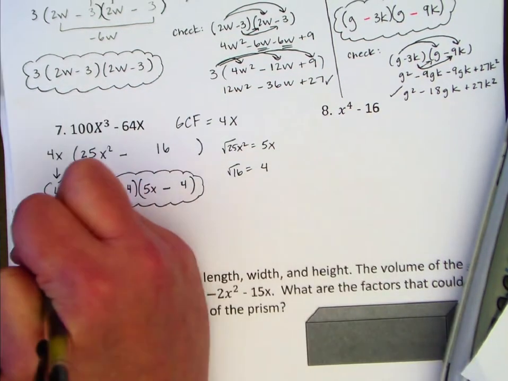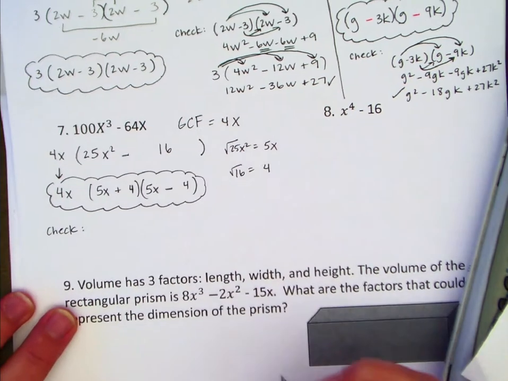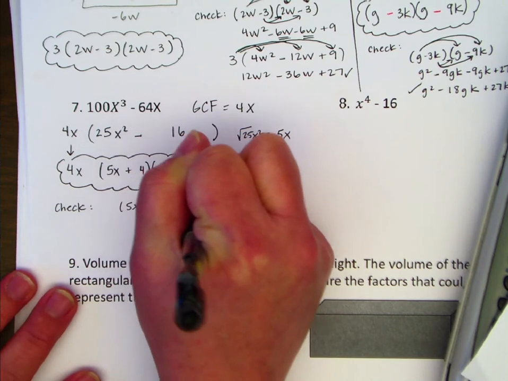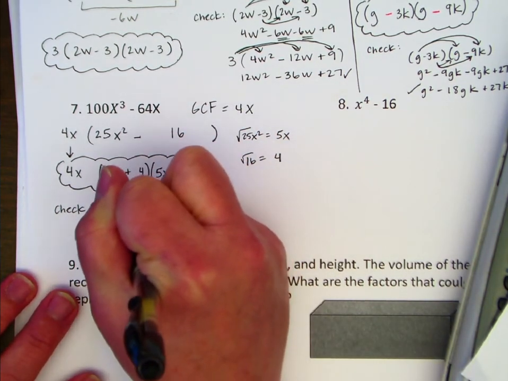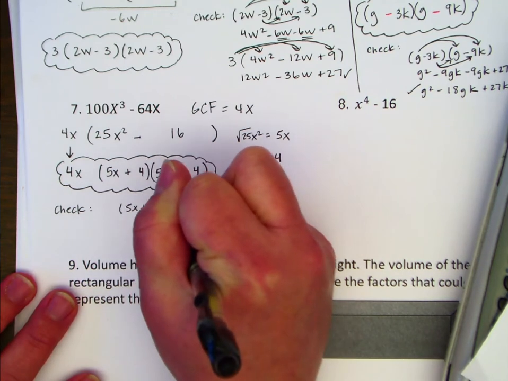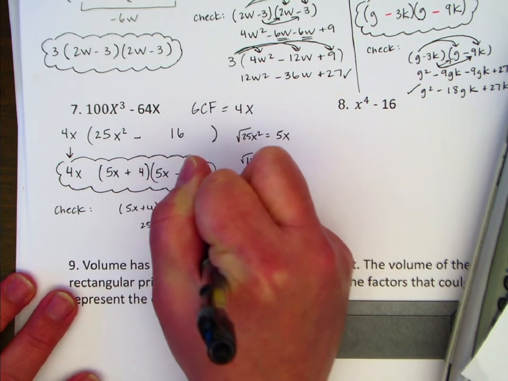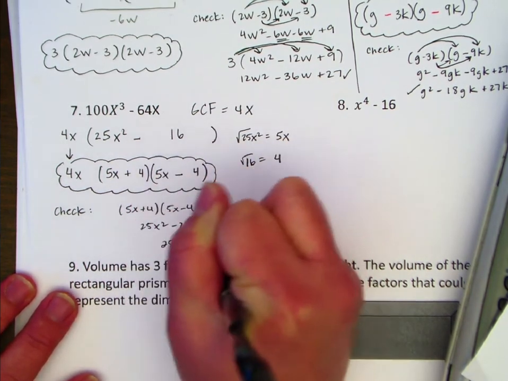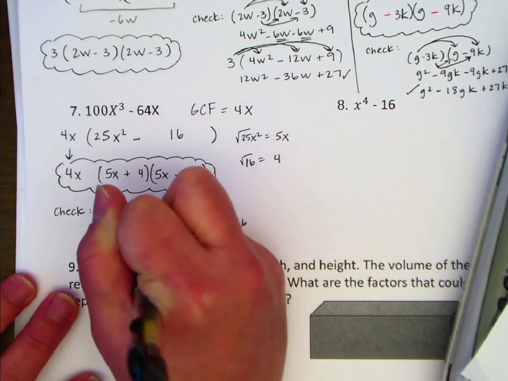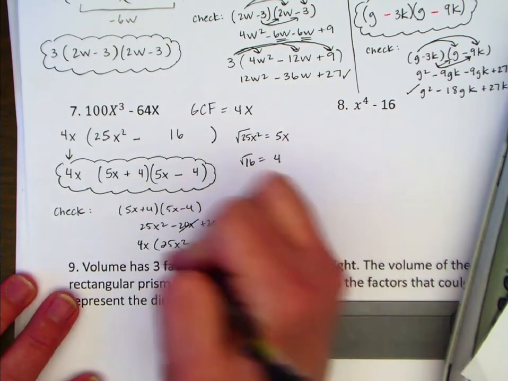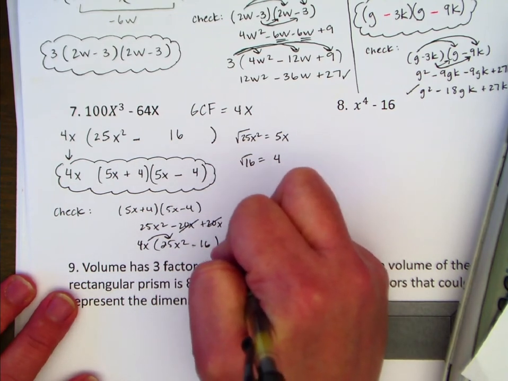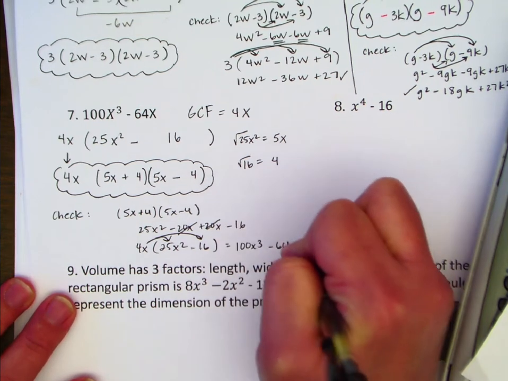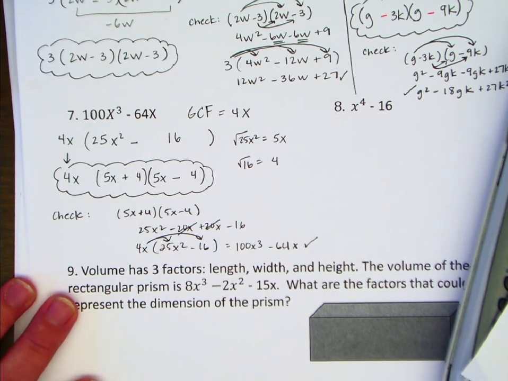Check. FOIL first, distribute last. So 5x plus 4, 5x minus 4, and we're going to FOIL it out. So I get what? 25x squared minus 20x plus 20x minus 16. Middle terms go to 0. 25x squared minus 16. And then you got to put that 4x down. When I distribute that, I get 100x to the third minus 64x. Check. Okay? All right.